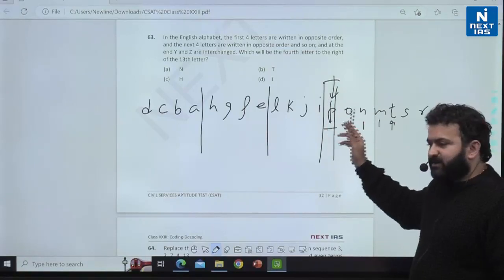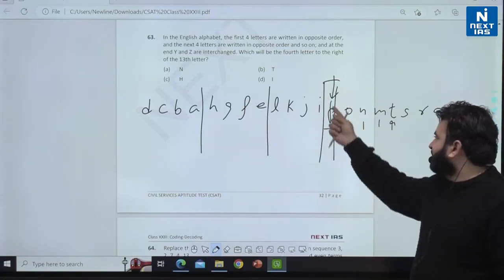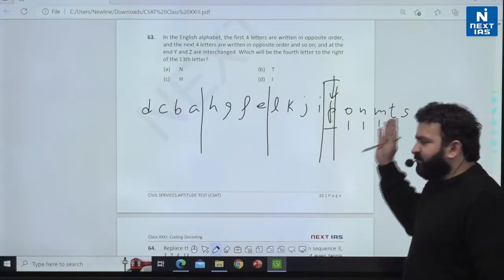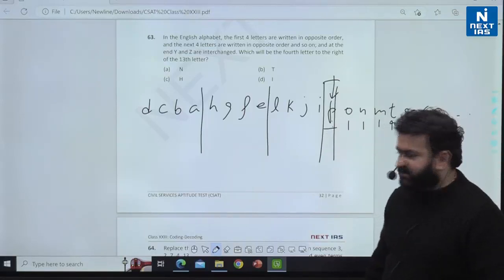So 4th letter to the right of the 13th letter. So left hand side say 13th letter is P and then 4th letter to the right of P is what? T.